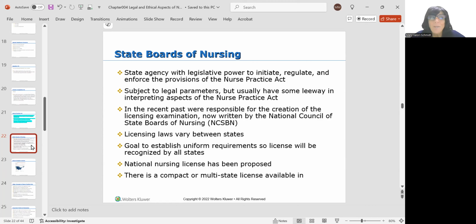I will tell you this, for example, nurse practitioners. In some states, they need a collaborative agreement. In other words, they can't work independently. They need a physician to work with. But in other states, they can work independently. So they vary from state to state.